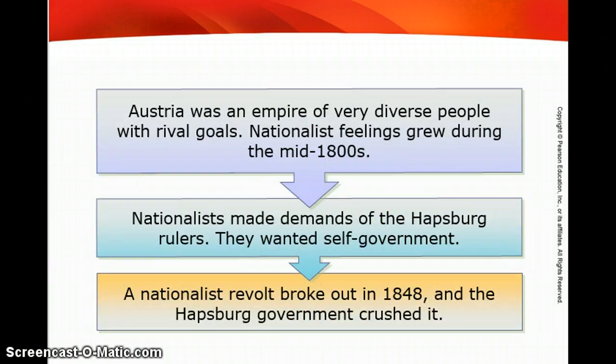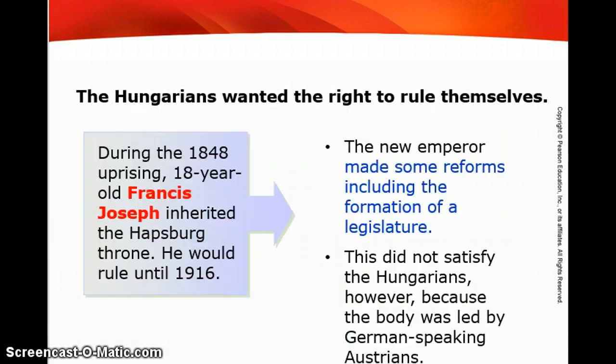Austria was an empire of very diverse people with rival goals. Nationalist feelings grew during the mid-1800s. Please remember the revolutions of 1848. The Hungarian revolutionaries will actually achieve something under Louis Kossuth, which will be then crushed in 1849 by the Russians. The Hungarians still will want a right to rule themselves.